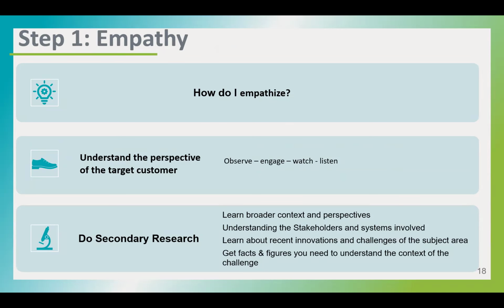And then you want to do secondary research because you want to learn the broader context. In this case, it's the pet industry. What's going on there? That's what you're trying to understand. What are the details? Learn about recent innovations and challenges of the subject area, and then get facts and figures. You need to understand the context of the challenge.